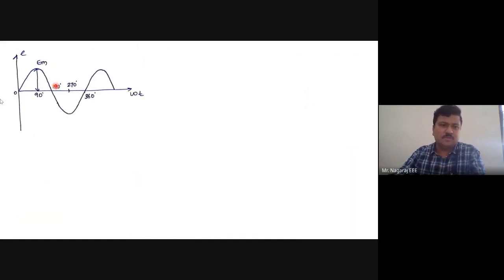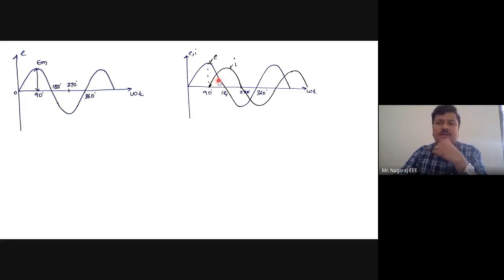So this is the supply voltage. Let this be the supply voltage waveform, of Em sin omega t. Now look at the current here. What I told, in a pure inductive circuit, current lags behind the voltage by an angle of 90 degrees. Now voltage is starting at omega t equal to 0. Current will start after 90 degrees of voltage. This is called lagging nature.